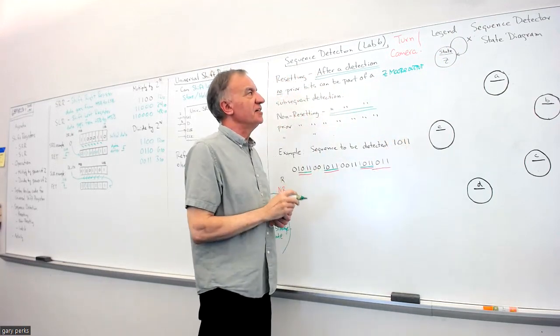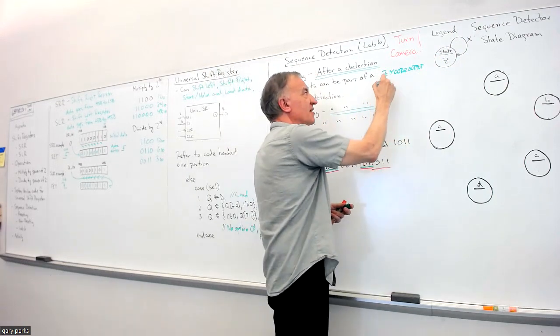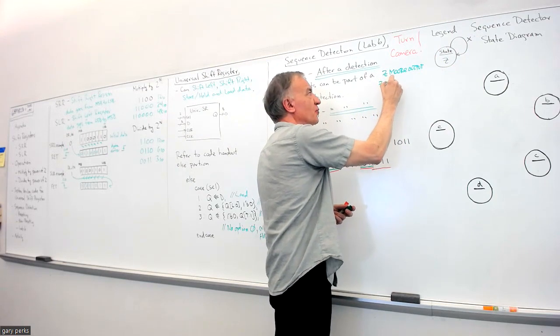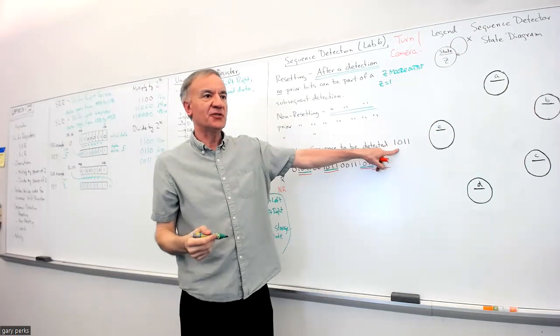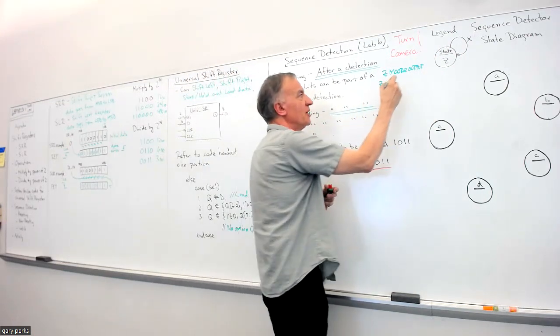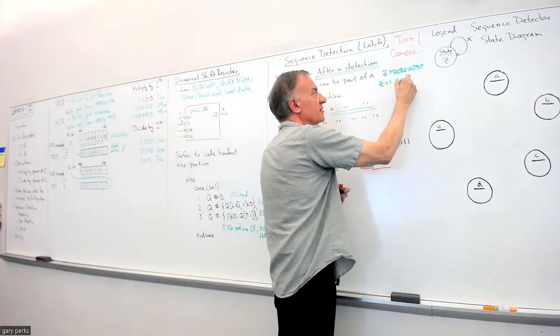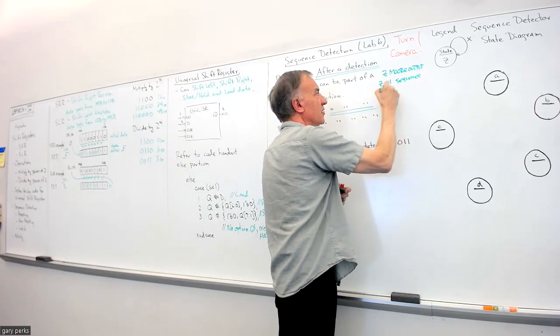Now, what we're using Z for is that when Z equals 1, that means that we detected this sequence. So when Z equals 1, sequence 1011 has been detected.